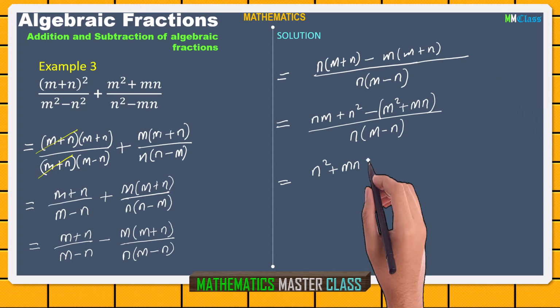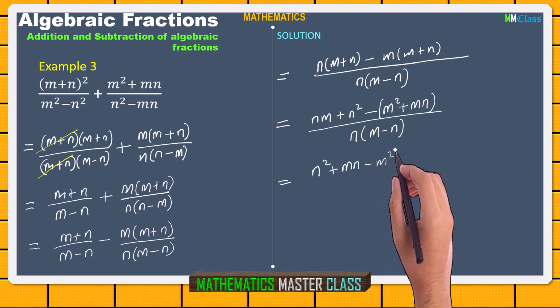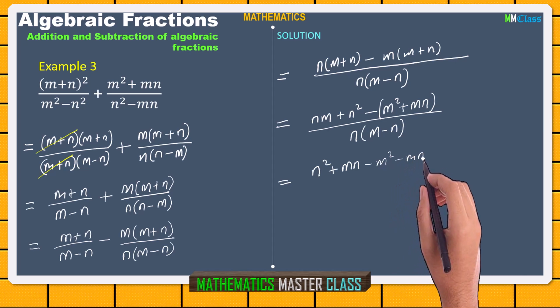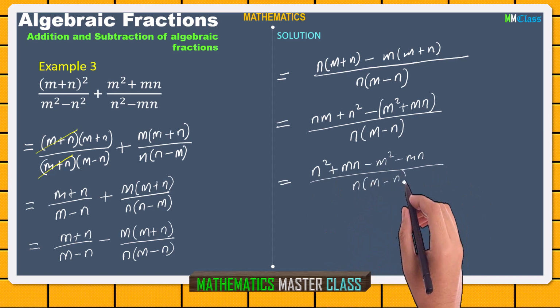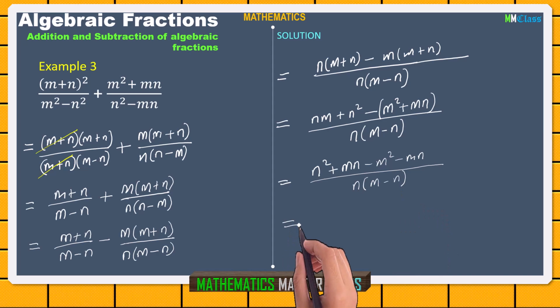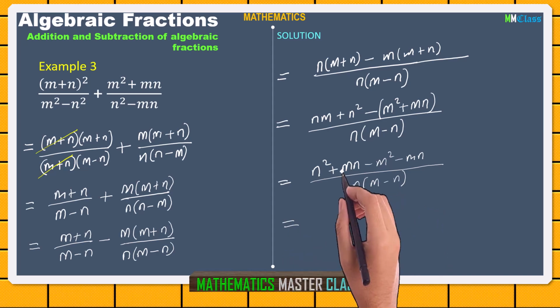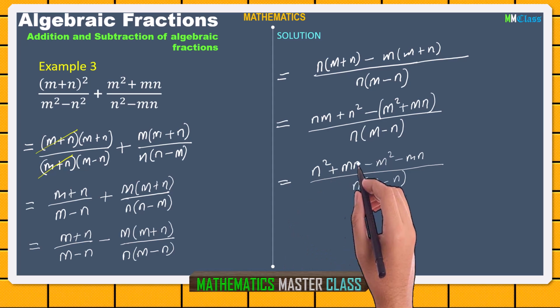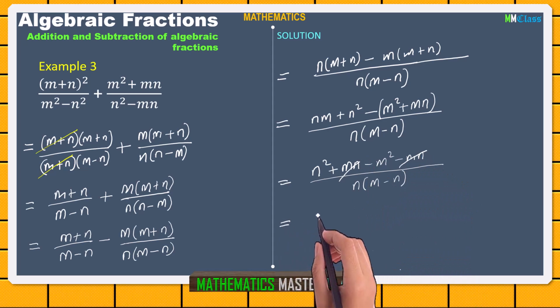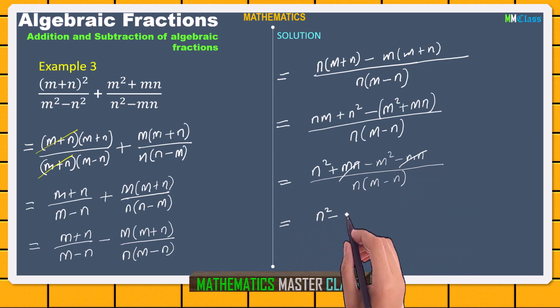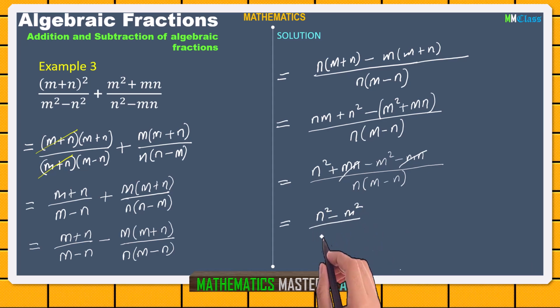So what we have now here, if we remove this minus sign, we are going to get minus m squared. Then the minus sign will also affect this one. We're going to get minus mn. So all over the denominator, n(m minus n). So this will be equal to, now this cancels out the common factors, this cancels out this. So we are now left with n squared minus m squared all over n(m minus n).